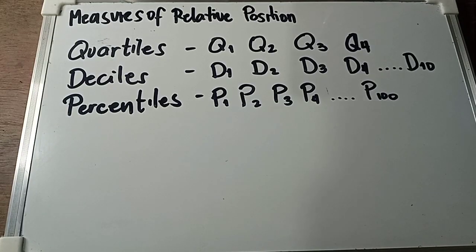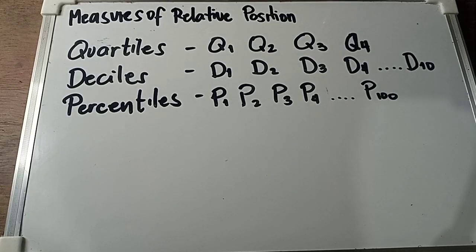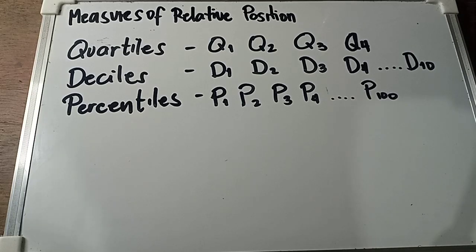Measures of relative position. So, sa measures of relative position, meron tayong tatlong hinahanap: the quartiles, decile, and the percentile. So, sa quartile, ito ay nahati into 4: Q1, Q2, Q3, and Q4. Sa deciles, ito ay divided into 10: D1, D2, D3, D4, D5, D6, 7, 8, 9, 10. Sa percentile naman, ito ay nahahati sa 100: P1, P2, P3, P4, hanggang P100.